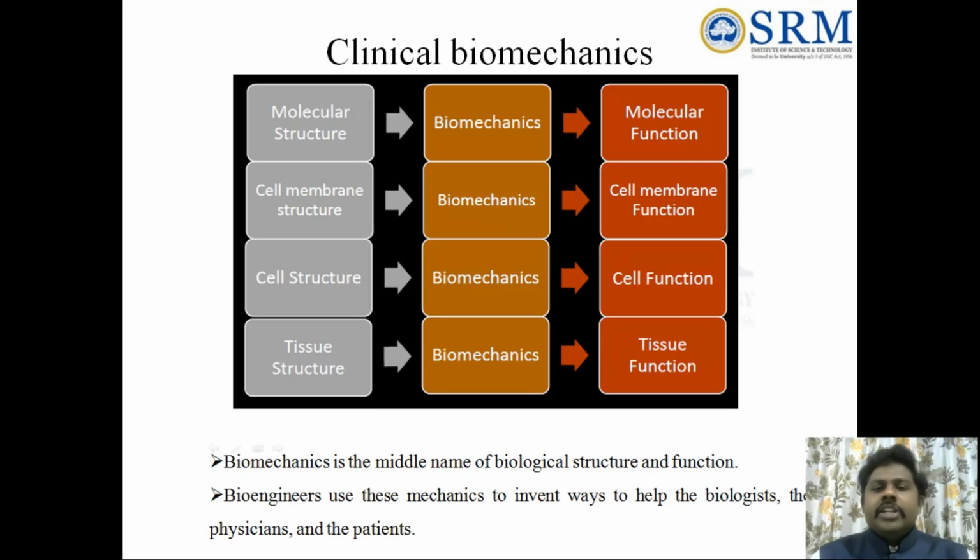Next is tissue structure using biomechanics, that is called tissue function. For example, the intervertebral disc is a tissue in our spine. We can study what compression loadings and different types of loadings are acting on each tissue. That is called tissue function. That is what they are telling: biomechanics is the middle name of the biological structure and its function.